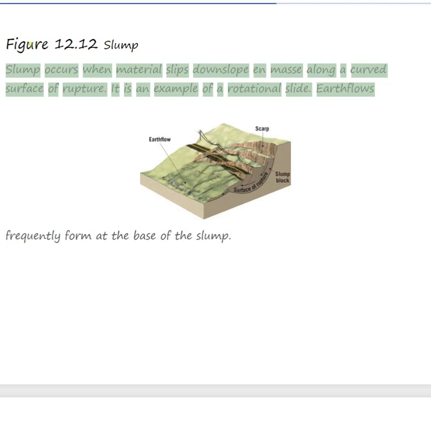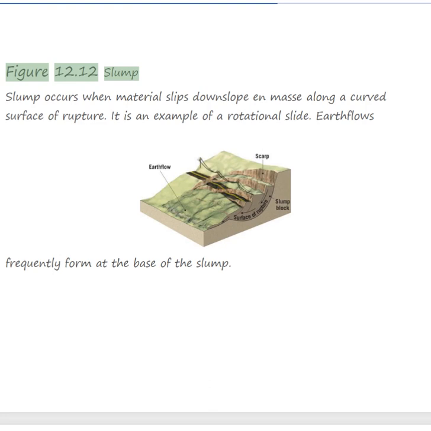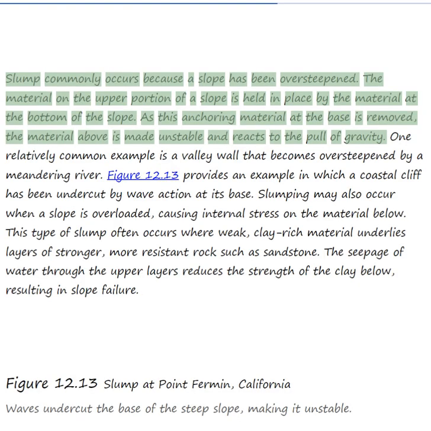Slump occurs when material slips downslope en masse along a curved surface of rupture. It is an example of a rotational slide. Earth flows frequently form at the base of the slump. Figure 12.12 Slump. Slump commonly occurs because a slope has been oversteepened.